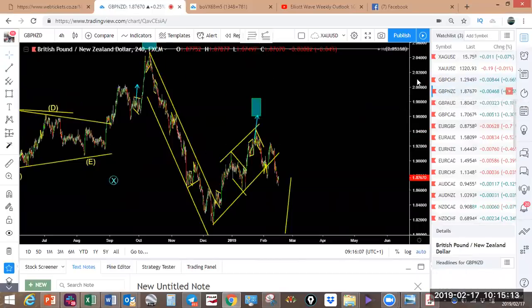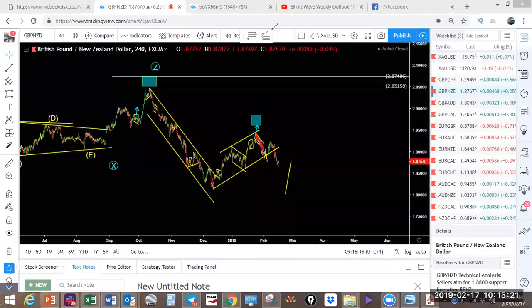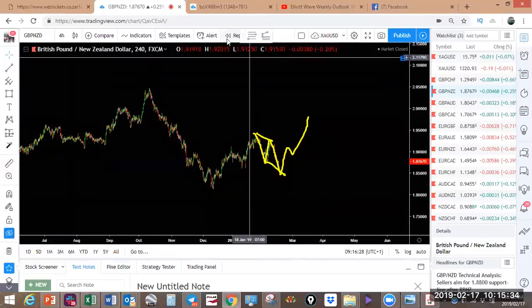Pound New Zealand does not necessarily have a flag like the other pound pairs, but if we're looking at the pound pairs and the direction is up on all of them, what pound New Zealand will need to do is this corrective structure here. So this will allow New Zealand to also go up with the other pound pairs. So let's watch and see how this goes.